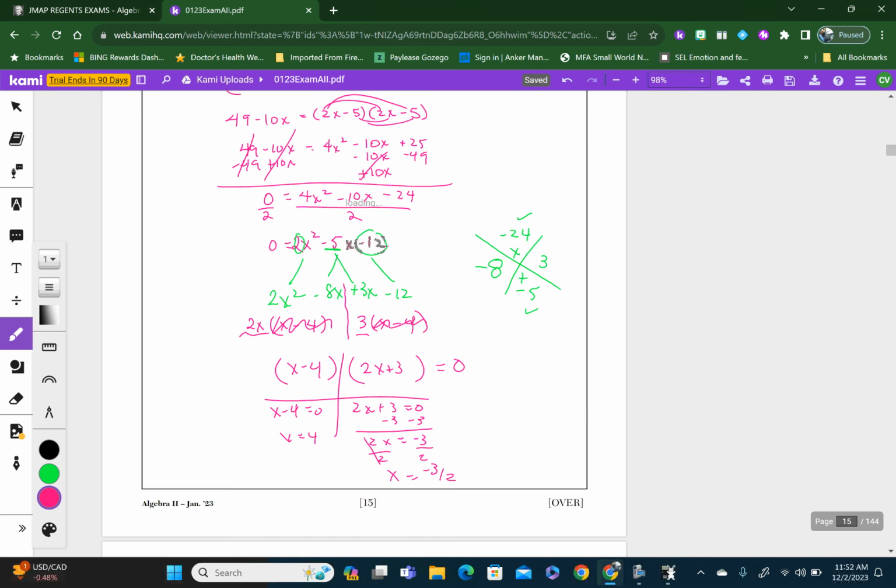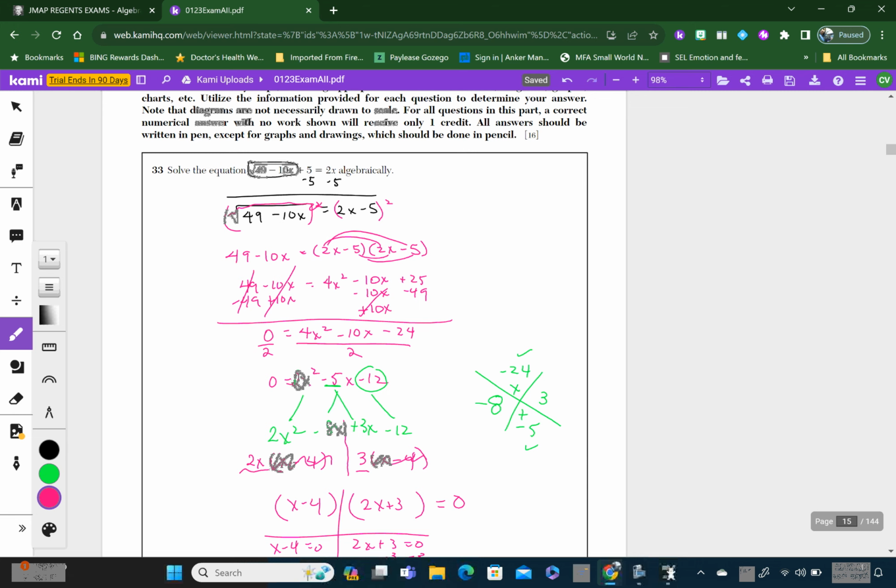So I kind of cheat with the check. Here's my check. So I'm going to go to y1, type in my original, which is the square root of 49 minus 10x. When I go fast, I start getting sloppy. And then I go to y2, and I put in my 2x minus 5. So I'm going to go back into the original. Let me just do this right. This is plus 5, and then this is 2x, okay?